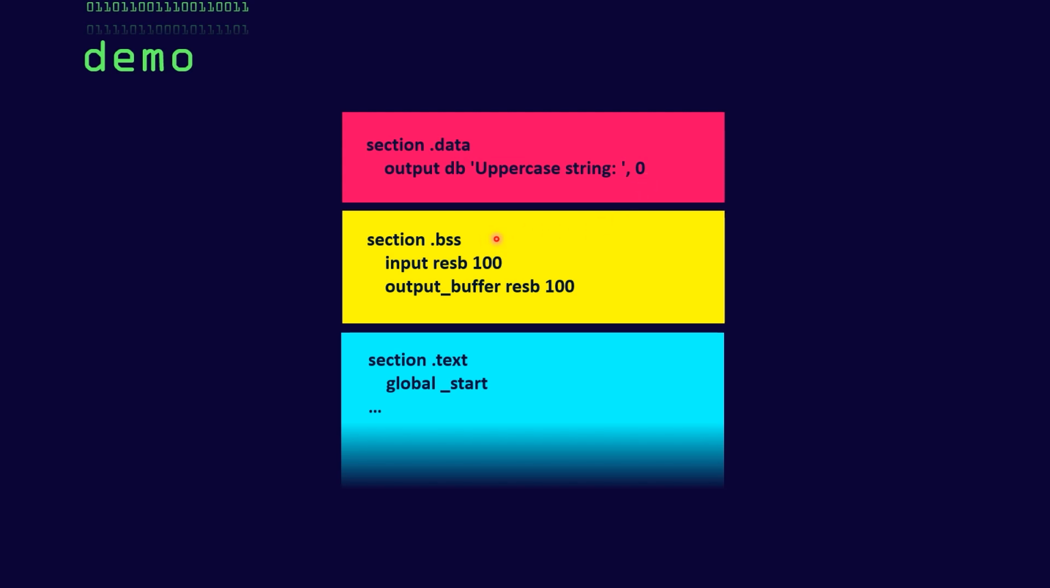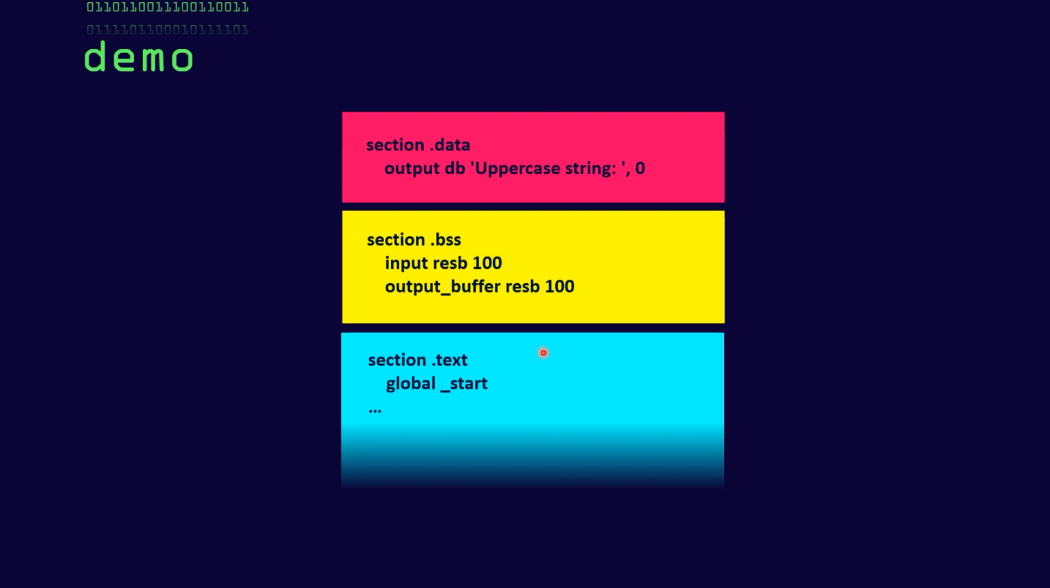For the section BSS, we'll have all the variables that will change during the execution of our code. We have input and output buffer. The input will be whatever the user will give to us, and the output will be the conversion of whatever was given into uppercase. Res stands for reserved byte, and we're using this instead of defined byte because we don't know what input will look like yet because we did not get the input from the user. So this is just reserving bytes, and we are reserving 100 bytes. Each character is a byte, so we are reserving a string that is up to 100 characters long. Same goes for output buffer.